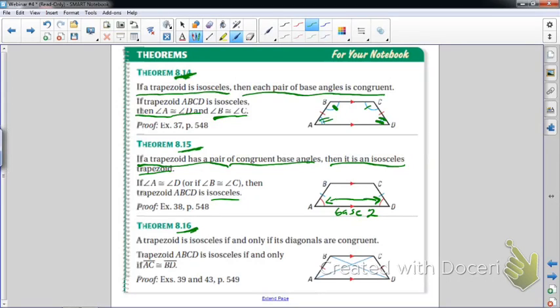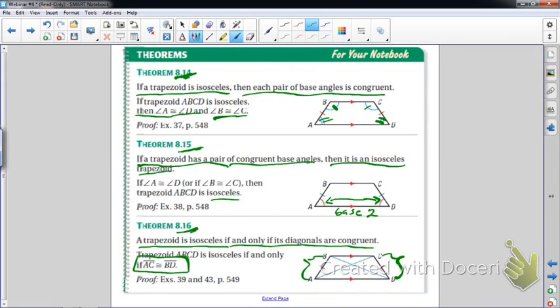8.16 says a trapezoid is isosceles if and only if the diagonals are congruent. So remember that. What does that tell us? That the line segments AB and CD are then congruent. They're going to be the same length. So it's very, very specific about it.